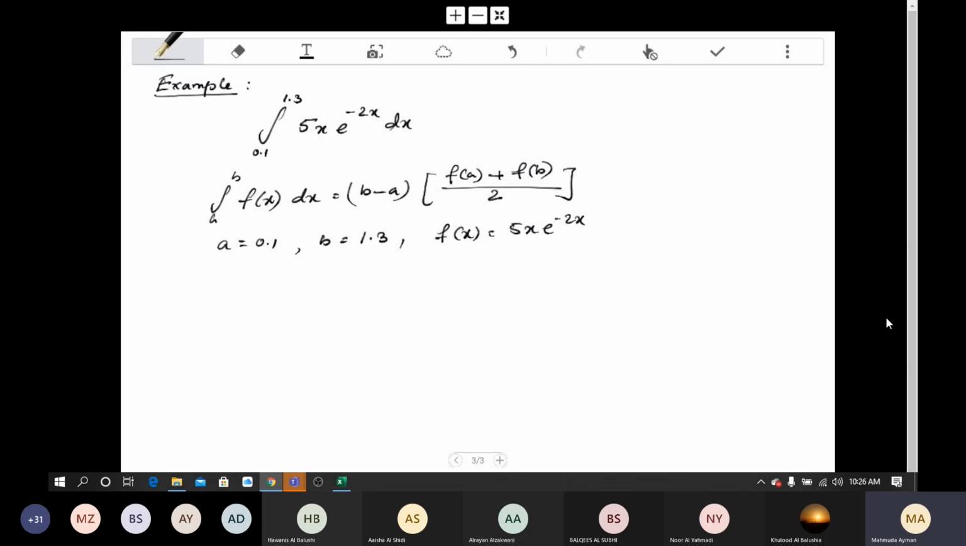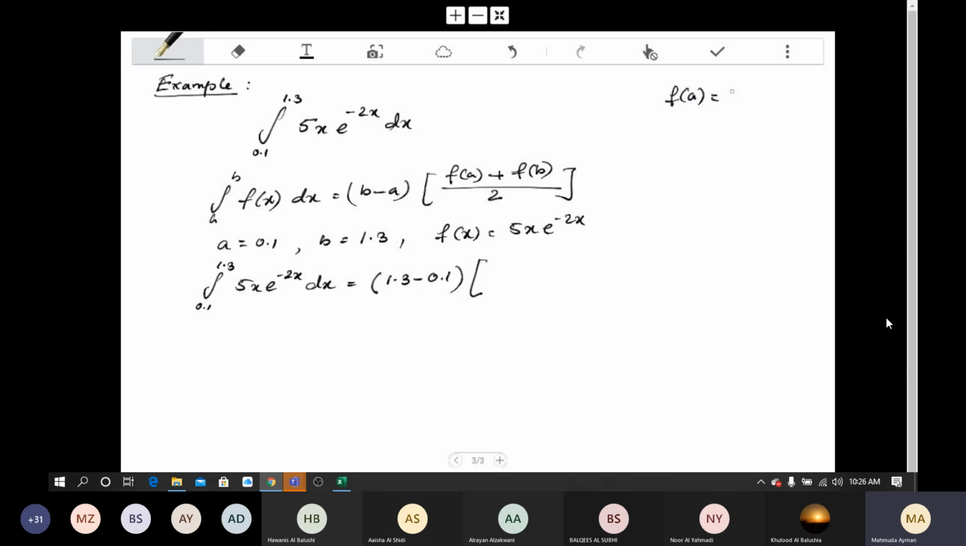me. Okay, now let's go ahead and calculate the integral. So we have to find out the integral from 0.1 to 1.3 of the function 5 times x e to the power minus 2x dx, which is equal to b minus a, so our b is 1.3 minus 0.1, times f of a. So what is the value for f of a? Can you tell me?